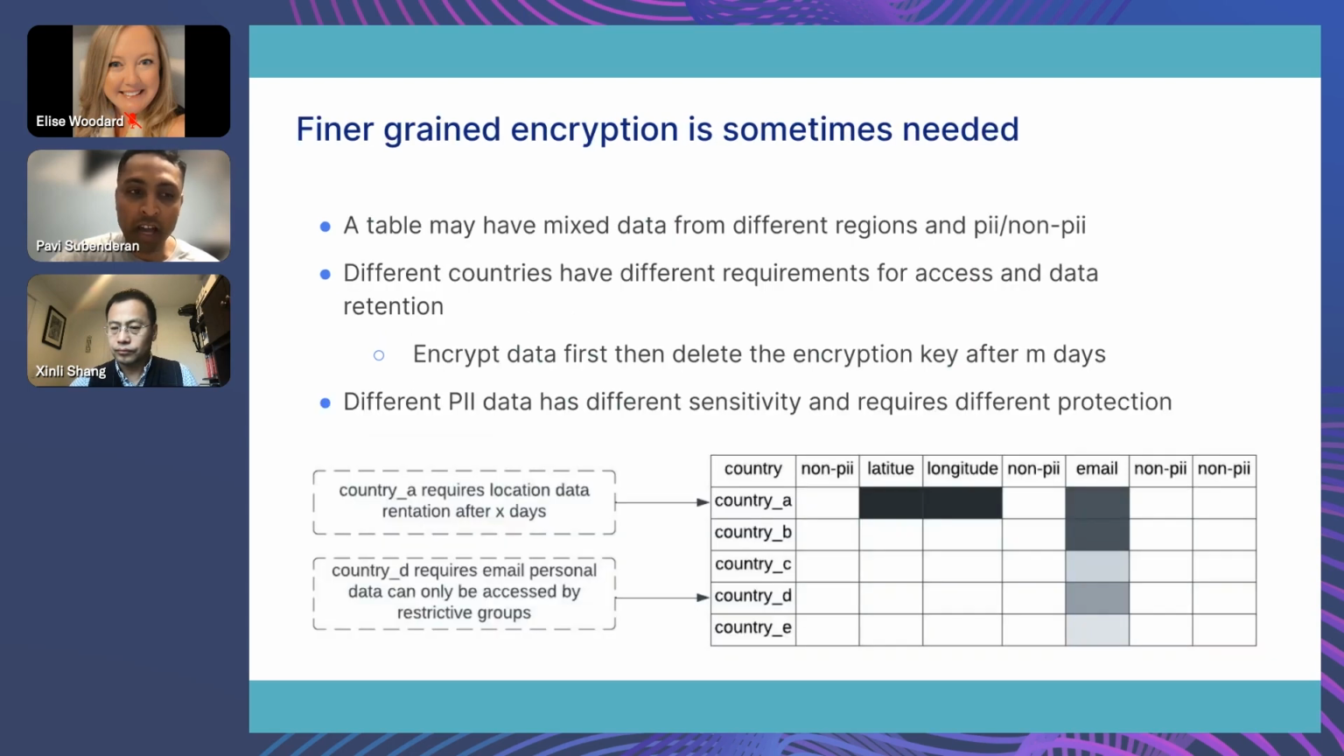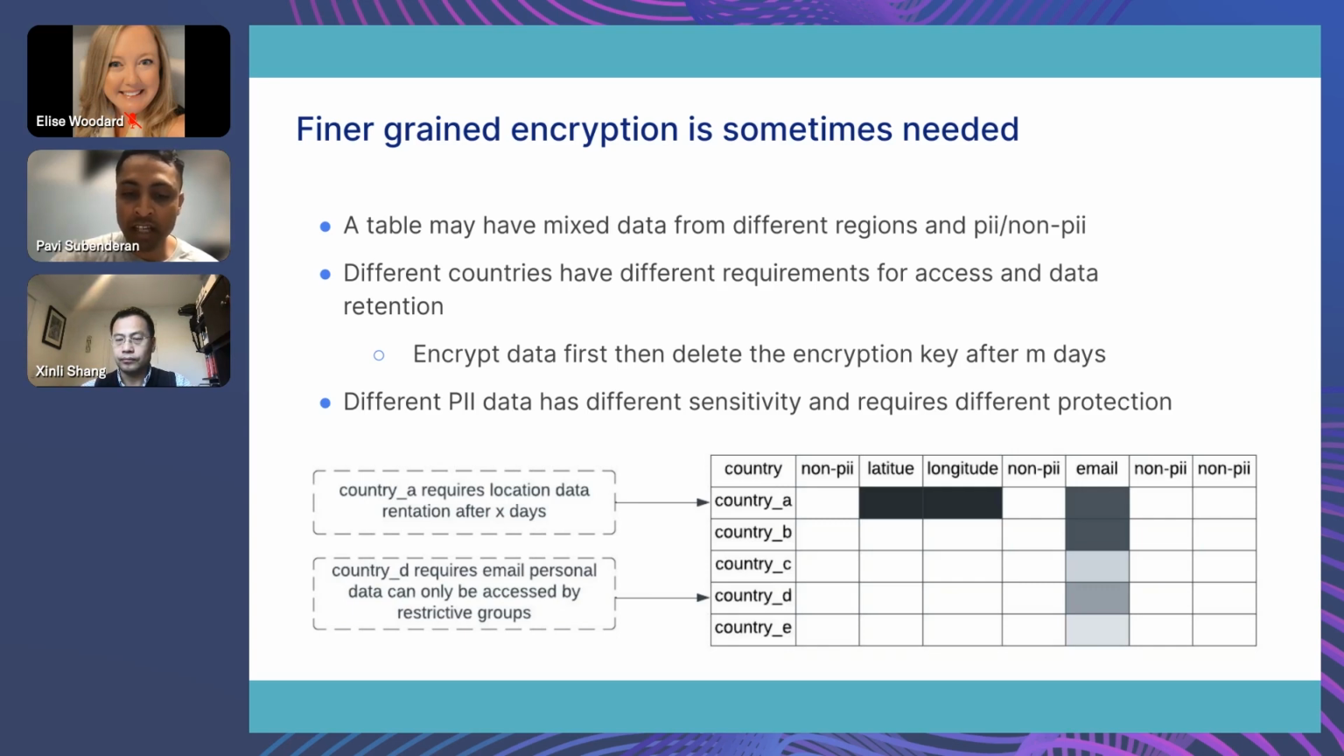And now I'm going to go more into cell encryption. So we came from column encryption, but we found that sometimes we wanted even finer grained encryption than just being able to encrypt and control access to the columns of your data set. This is a contrived example to provide the motivation for this. What we found sometimes is that you might have some tables that have mixed data from different regions, which could have different requirements for each region in terms of PII, non-PII, retention requirements, etc.